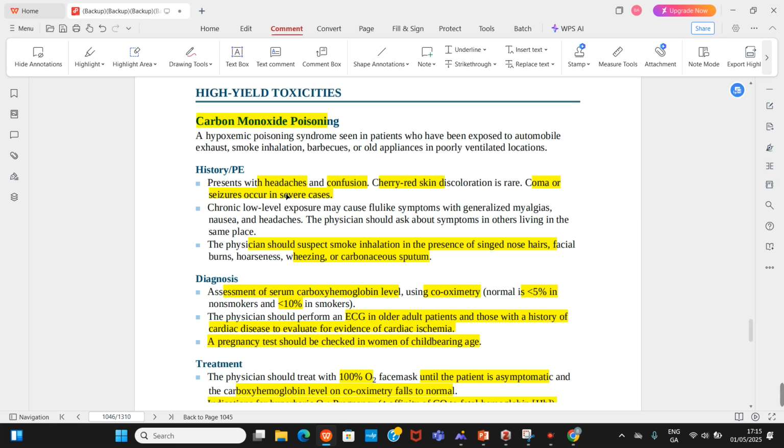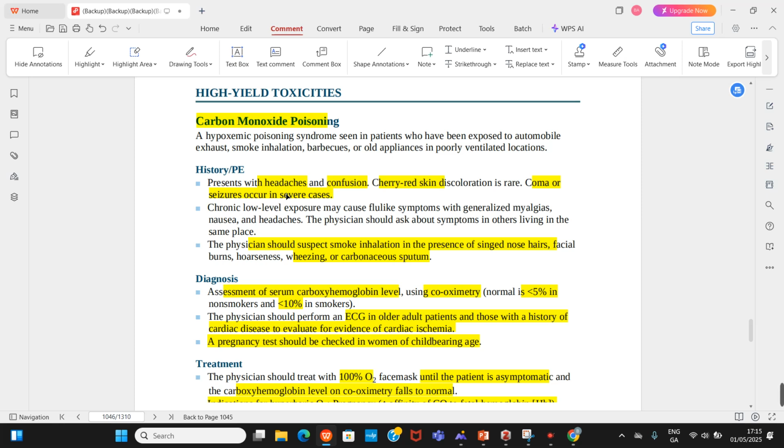Then in your ABCD assessment, look at the airway. Are you seeing anything in the nose? Does it appear singed, like burnt nasal hairs? Look at the face, is it burnt? Is there any hoarseness, wheezing, or carbonaceous sputum, meaning sputum that looks blackish? In anybody with this, you must intubate that person.